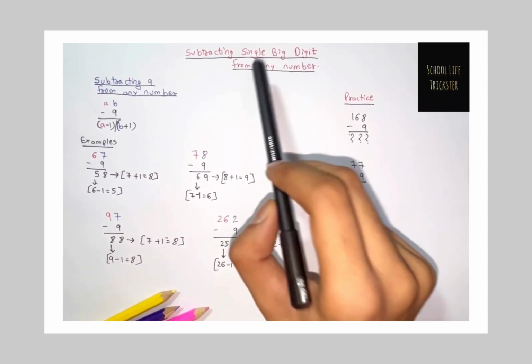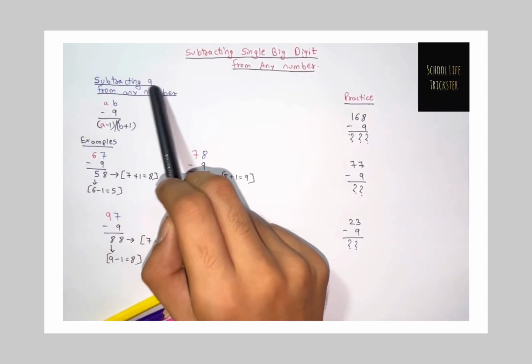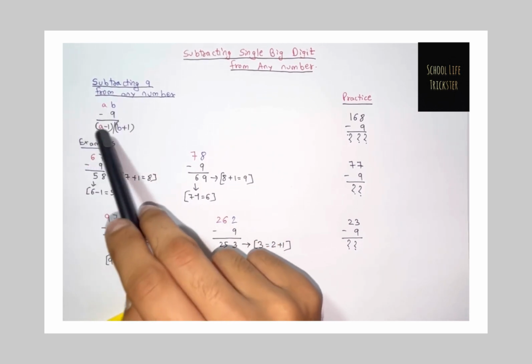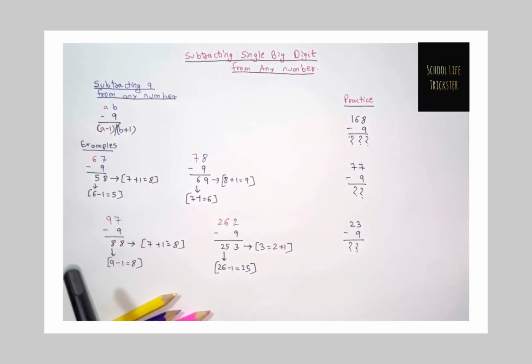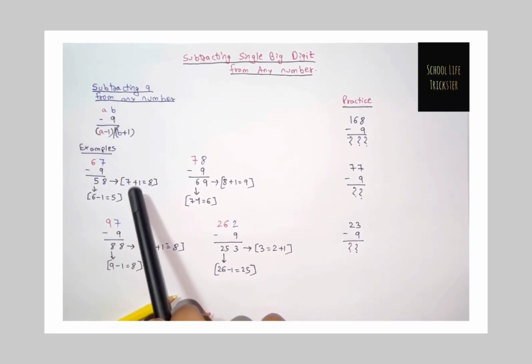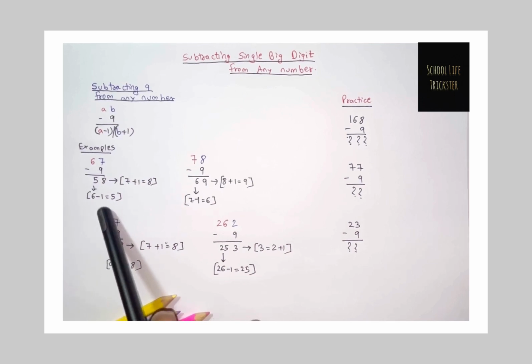Subtracting single big digit from any number. Subtracting 9 from any number. Over here AB minus 9: A minus 1 and B plus 1. Let's see the examples. 67 minus 9 equal to 58. Over here 7 plus 1 is 8 and 6 minus 1 is 5.